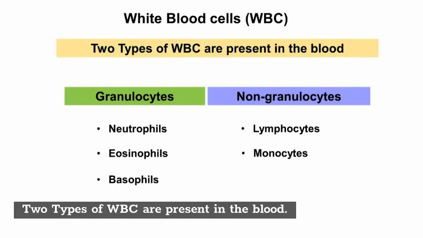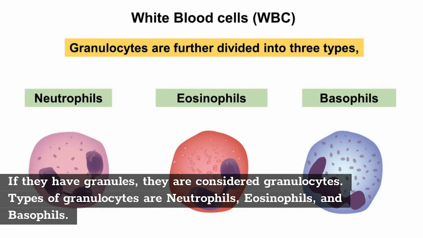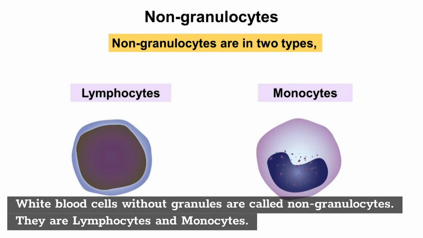Two types of WBC are present in the blood. They are granulocytes and non-granulocytes. If they have granules, they are considered granulocytes. Types of granulocytes are neutrophils, eosinophils, and basophils. White blood cells without granules are called non-granulocytes. They are lymphocytes and monocytes.